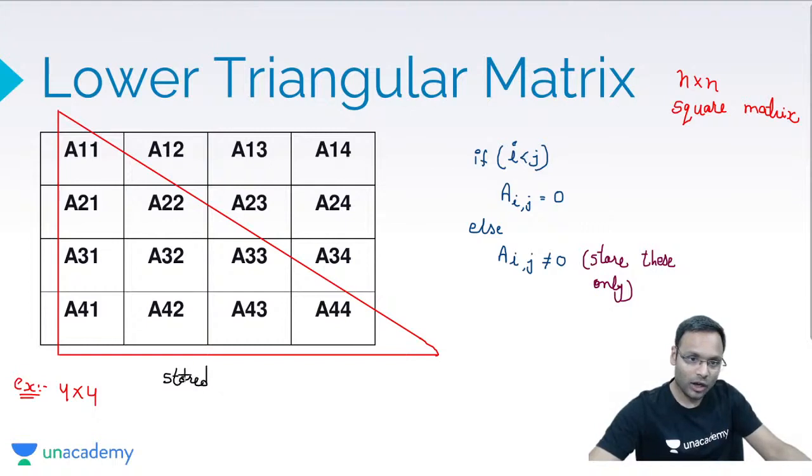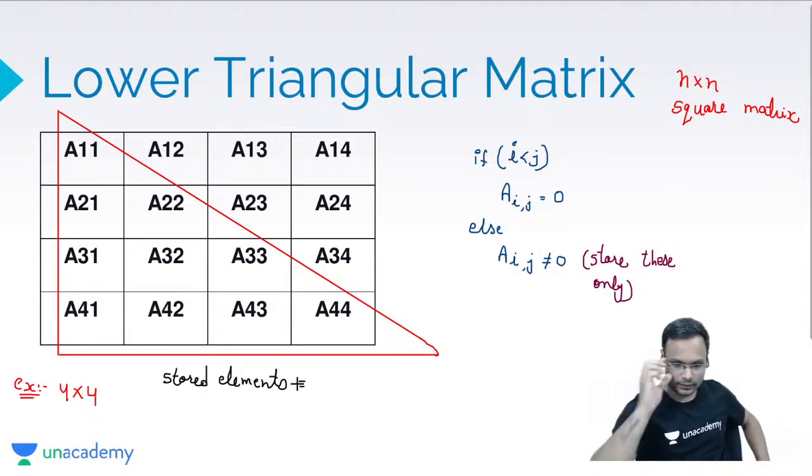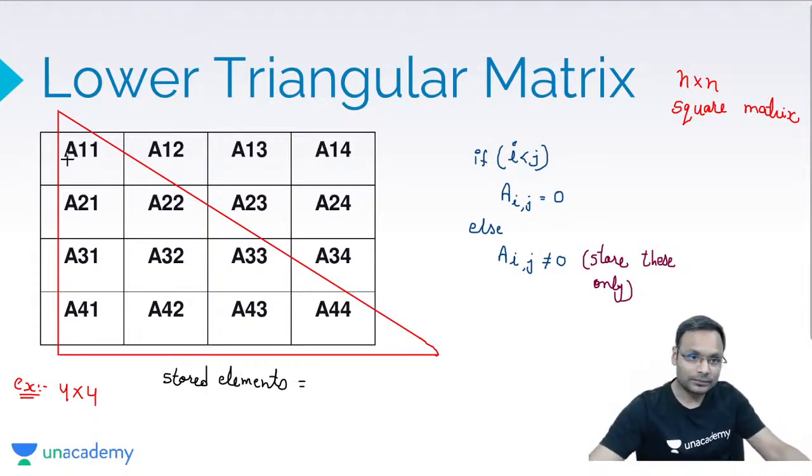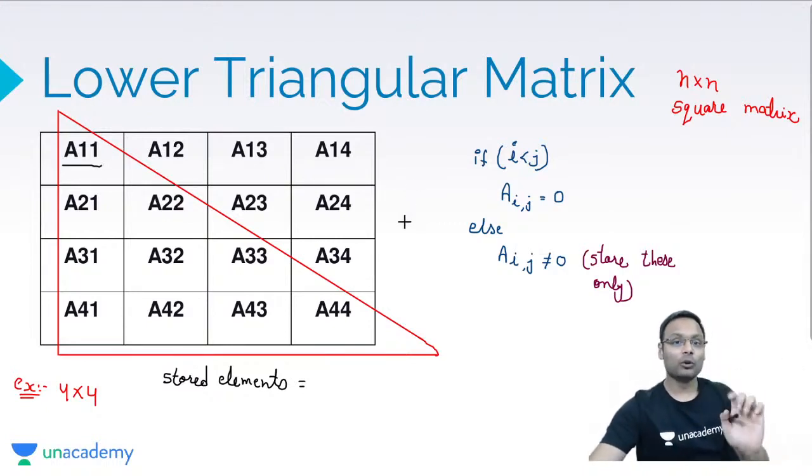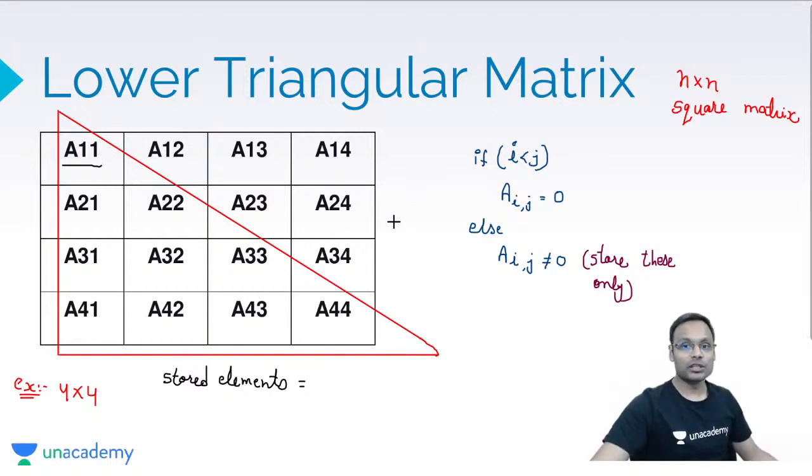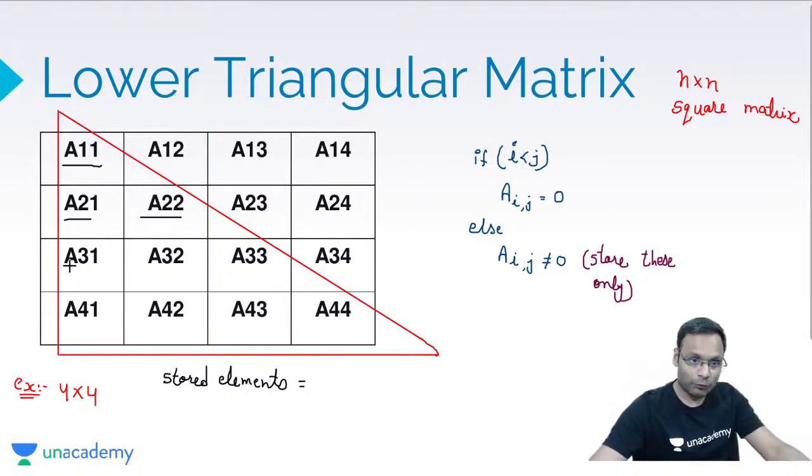Stored elements. What is the number of stored elements? How many elements are you going to store? From the first row, only one element is going to be stored. Then from the second row, 2. From the third row, 3. Similarly, from the fourth row, 4.